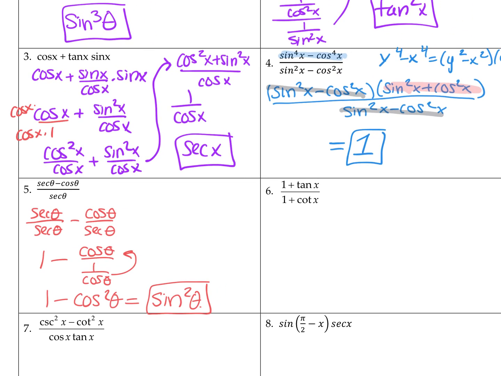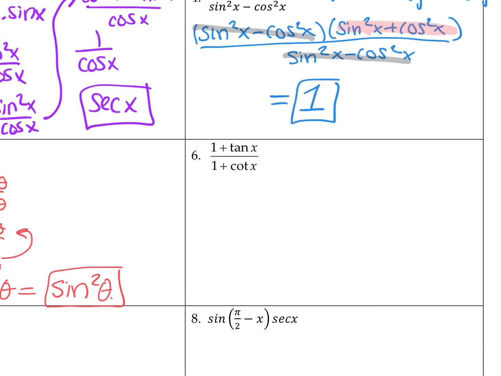All right, in number 6, these kind of look like our Pythagorean identities, but again, they have to be squared to be a Pythagorean identity, so we can't use our Pythagorean identities for number 6. What I can do is kind of work on condensing, so I'm going to leave my top alone for right now. In the bottom, I'm going to change cotangent into 1 over tangent, and I'm going to focus on getting a common denominator just in the denominator. So I'm going to multiply this first fraction by tangent over tangent. So again, I'm going to leave my top alone.